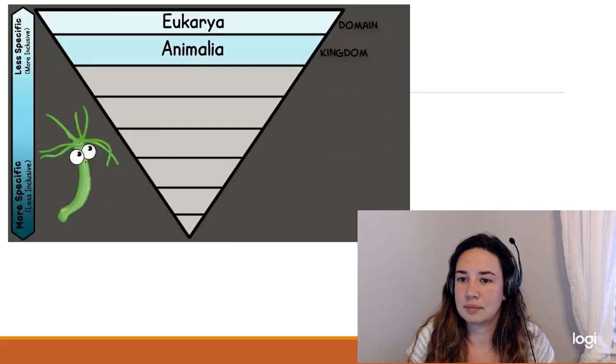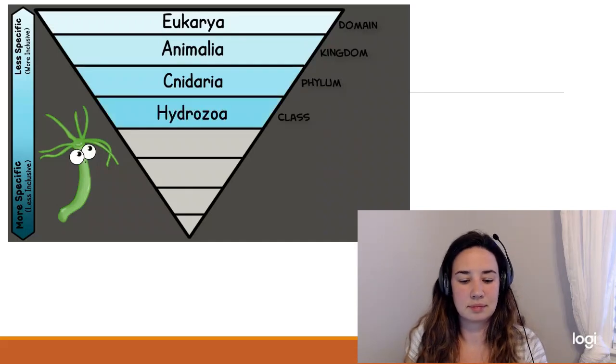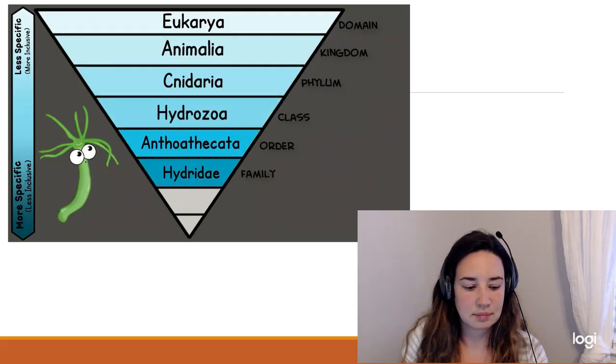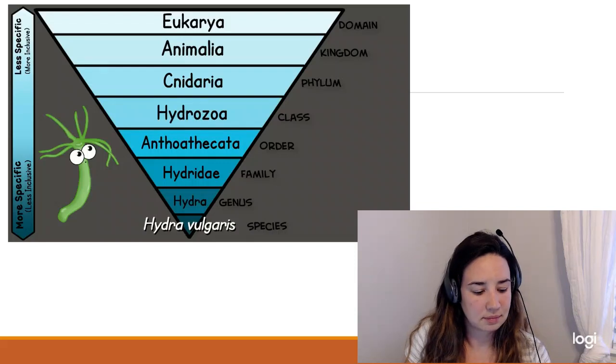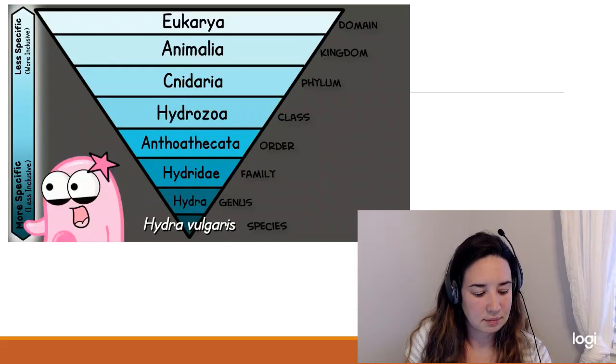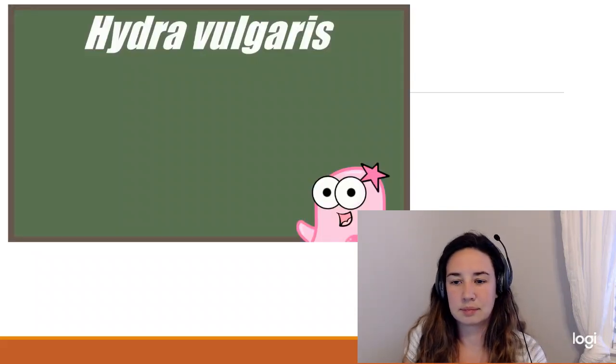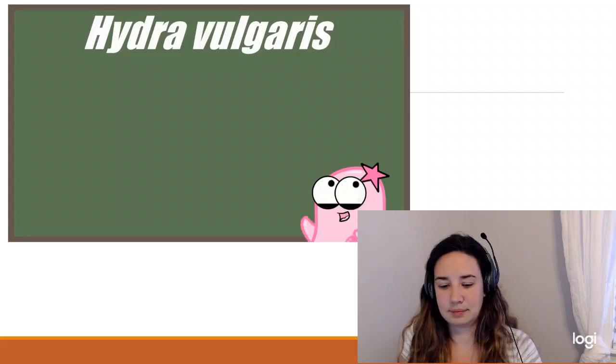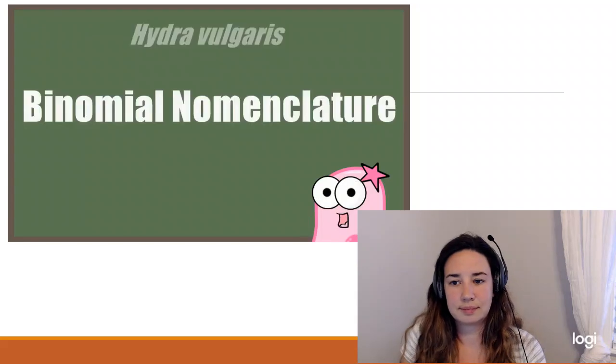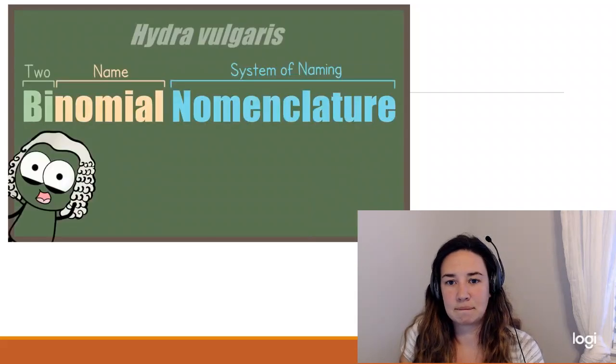So now we have the other hierarchy levels. We get less inclusive, therefore more specific, as we move down to the Hydra's phylum, class, order, family, genus, and species. Because the species name is the most specific that you can get, it is the least inclusive. Now, you'll notice we wrote its species name here. Remember how we said we'd bring up Carl Linnaeus again? Well, it's because of him that we have this naming system, binomial nomenclature. This two-part naming system uses Latin or Greek roots. This is its scientific name.